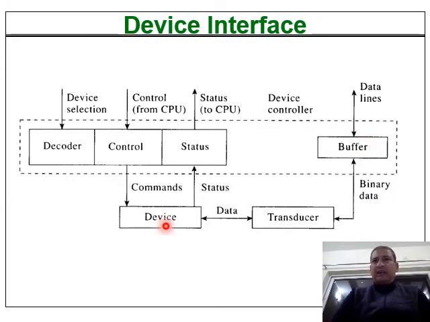Here we have the device and we have the transducer. For those of you who do not know what a transducer is, a transducer is a device that converts one type of signal into another type of signal. For example, when you click any key on your keyboard, that clicking is converted into an electronic signal with the help of a transducer.